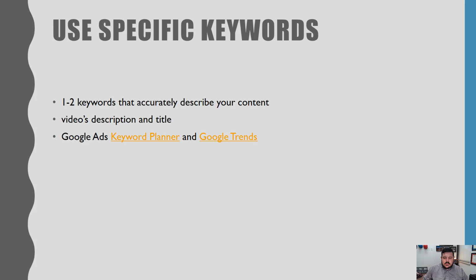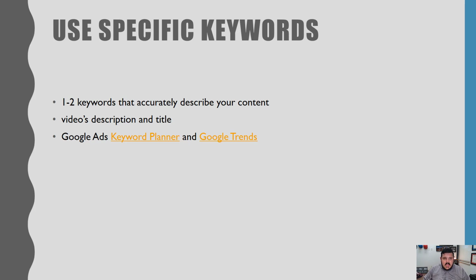Okay, if you're not sure what keywords to use, there are some software and some platforms available to you. So Google Ads is a great resource. There's Keyword Planner and Google Trends. You do have to have an account to access both of these, but it's a really good way to get started. So what you'll do is you'll simply type in the words that best describe what your channel or your video is, and Google will suggest the closely related keywords.